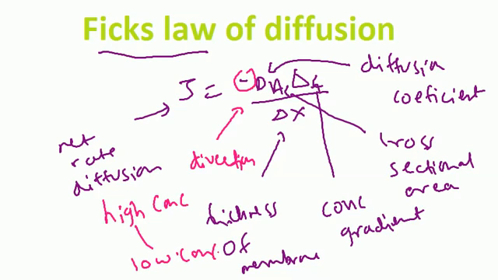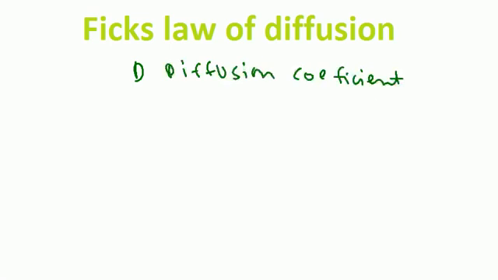And one thing I forgot to tell: Fick's law applies to simple diffusion. It is a type of passive transport. Now we will see the diffusion coefficient. On what does the diffusion coefficient depend?